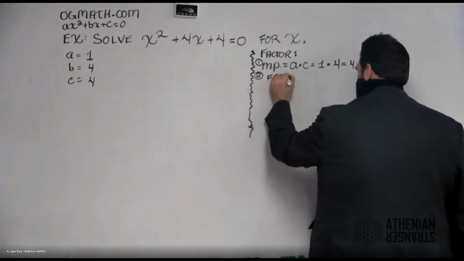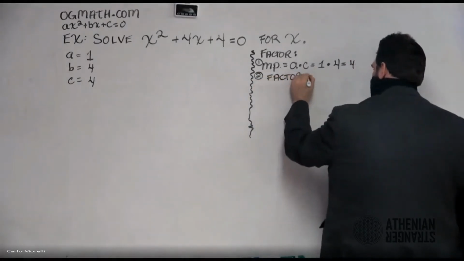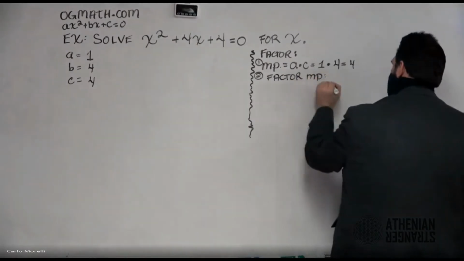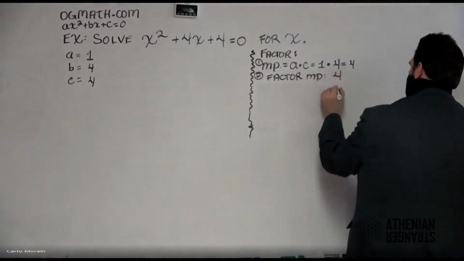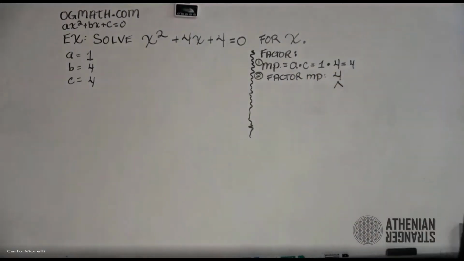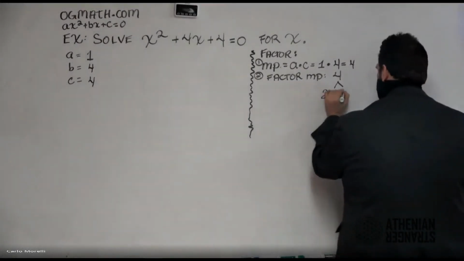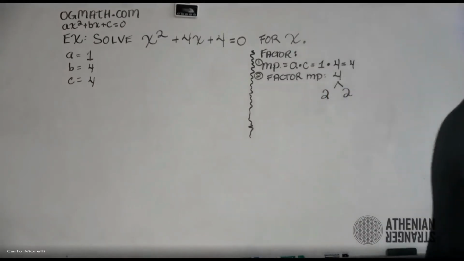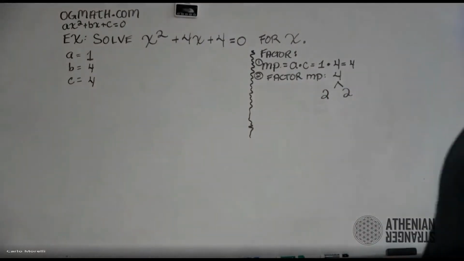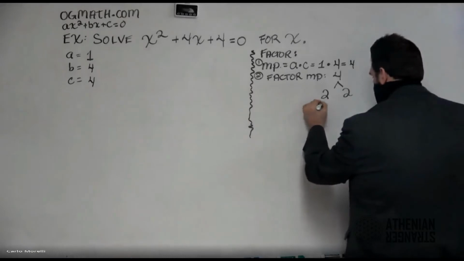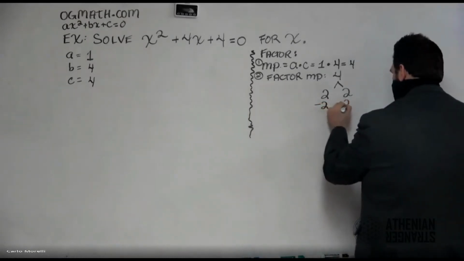Factor the master product. Okay? In this case, the master product is 4. So we're going to create a factor tree for 4. What I need, and I need y'all to shout it out. 2 and 2? Okay, so I need numbers that multiply to be 4, and I heard 2 and 2. Please don't forget about the evil twin. -2 times -2. Okay, because that also multiplies to be 4.